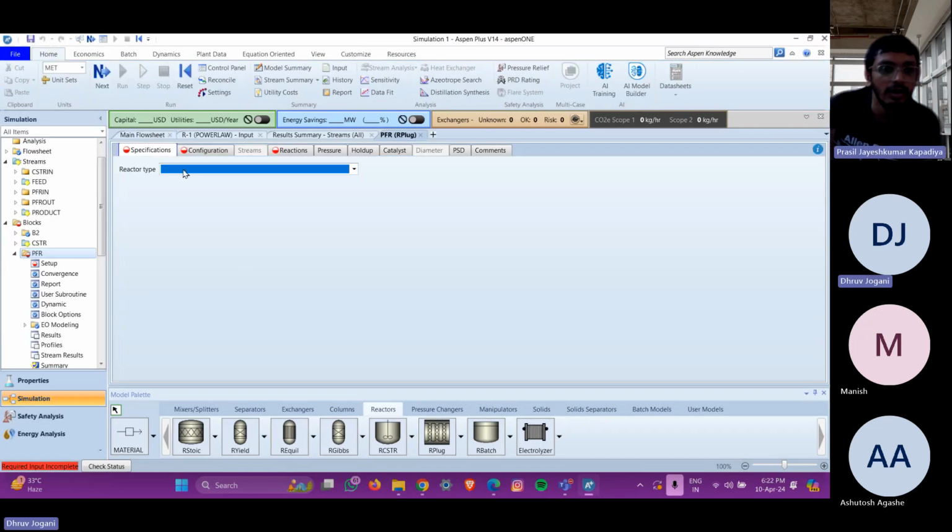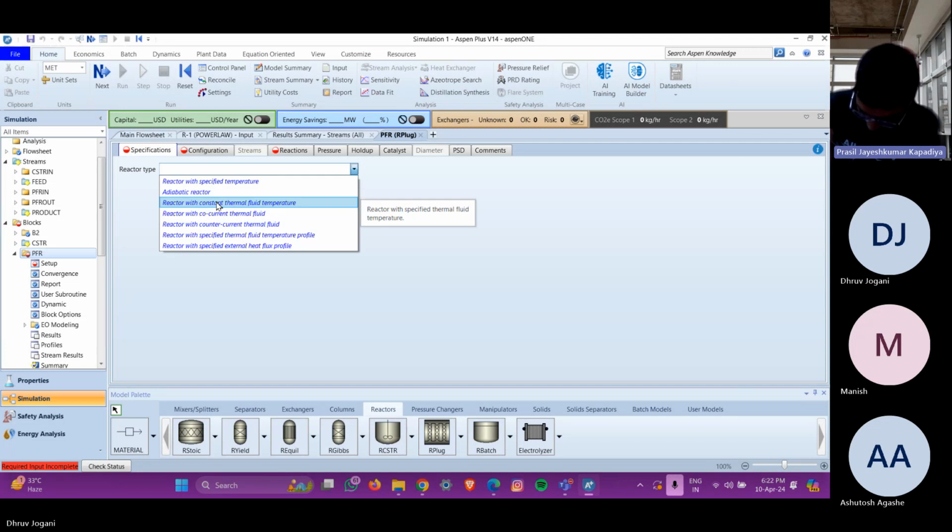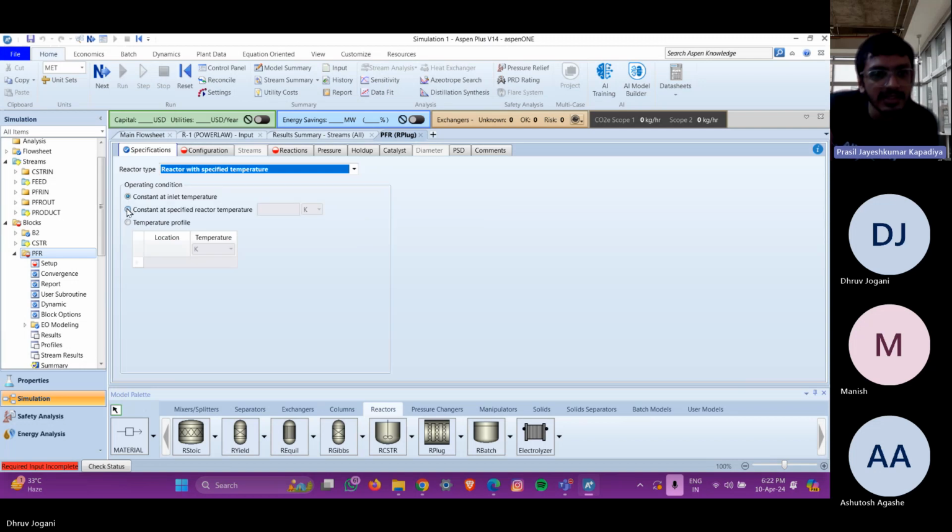Sir, adiabatic? No, it's not adiabatic. Temperature is given to us. The reactor is operating at 70 degrees Celsius and 1 atmospheric pressure. No, it's not constant at inlet temperature. Yeah, it is 70 degrees Celsius.